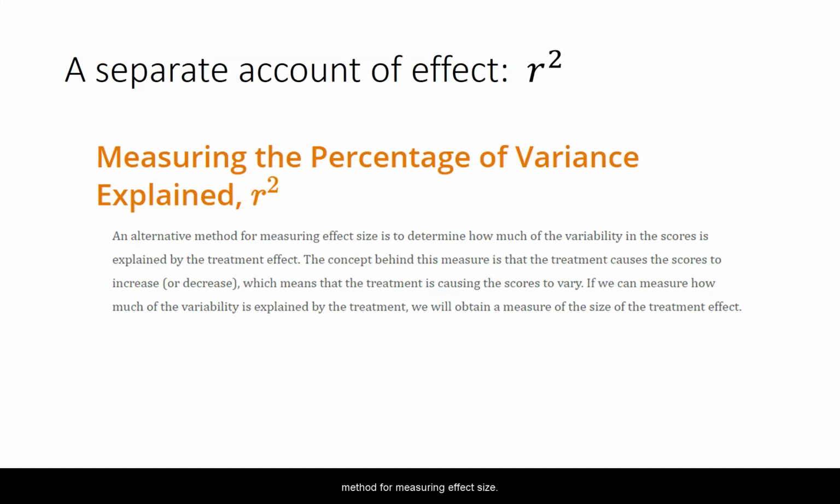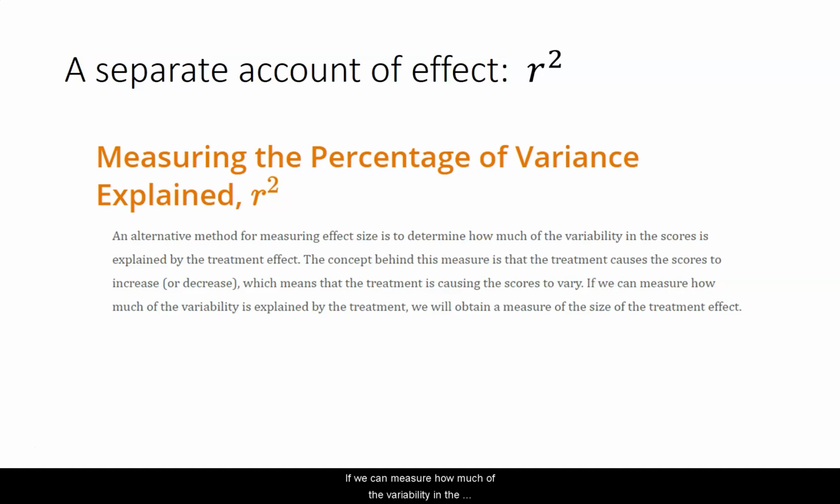An alternative method for measuring effect size is to determine how much of the variability in the scores is explained by the treatment effect. What do we mean by the treatment effect? The independent variable. What do we mean by variability in the scores? The dependent variable. The concept behind this measure is that the treatment, the independent variable, causes the scores to increase or decrease, which means that the treatment, the independent variable, is causing those scores to vary. And of course, the scores are the dependent variable.